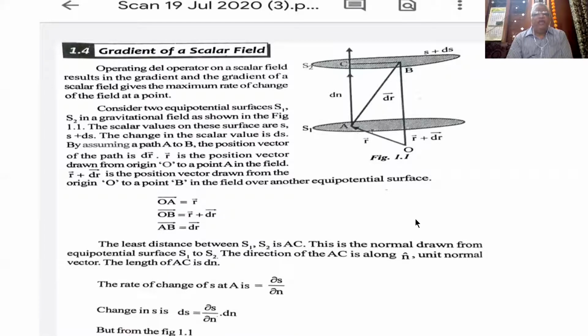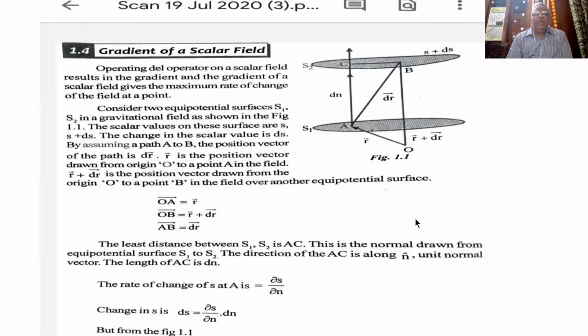So in the figure, we consider two equipotential surfaces S1 and S2 in a gravitational field, as shown in the figure. The scalar values of the surfaces are S and S plus dS. The change in scalar value is dS.